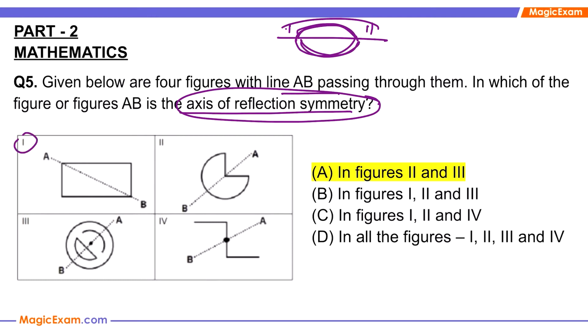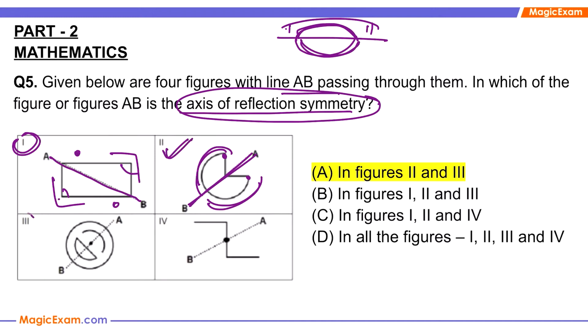In figure 1, if we fold this particular image along AB, then these two parts will not coincide because this corner will come here and this corner will come here. Therefore, AB is not the axis of reflection symmetry here. In 2, if we fold this image along AB, then both of these parts will coincide perfectly. Both these corners will actually touch each other and so will both the sides. Therefore, AB is the axis of reflection symmetry here.